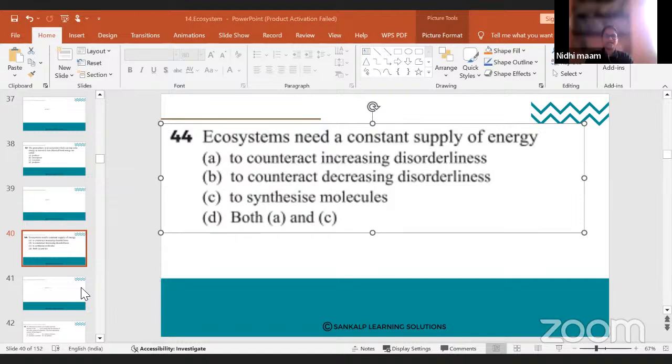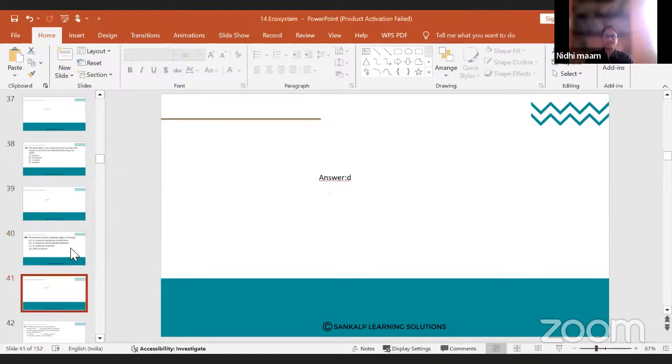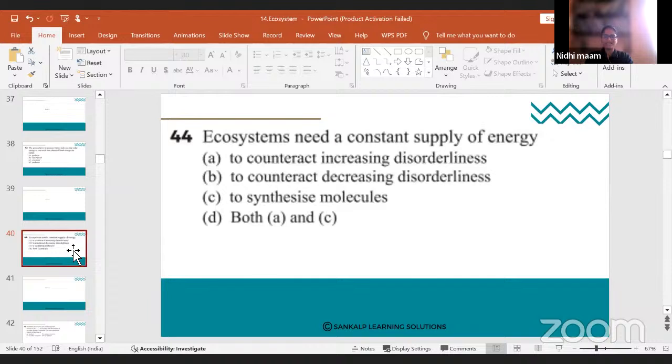So let us check the answer here. Option D, both A and C: to counteract increasing disorderliness and to synthesize molecules. Exactly. So option D is the right answer. Many people answered option C.